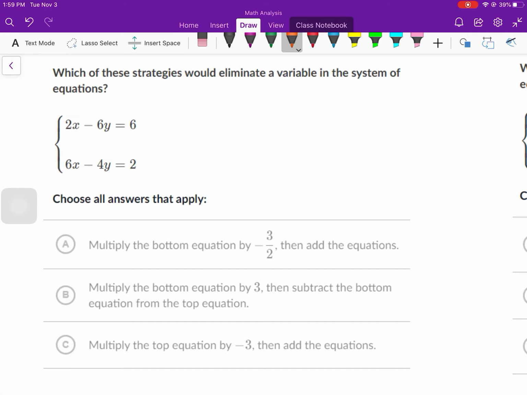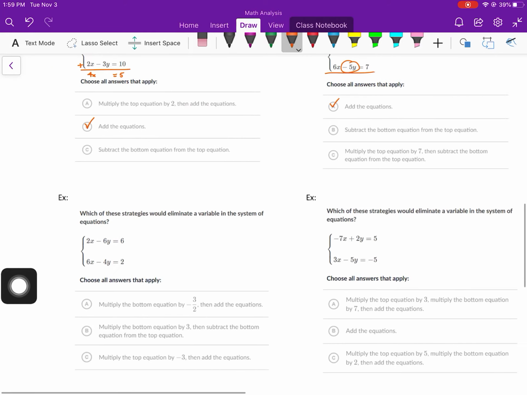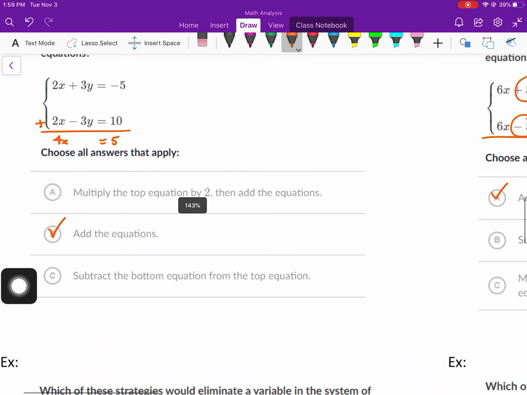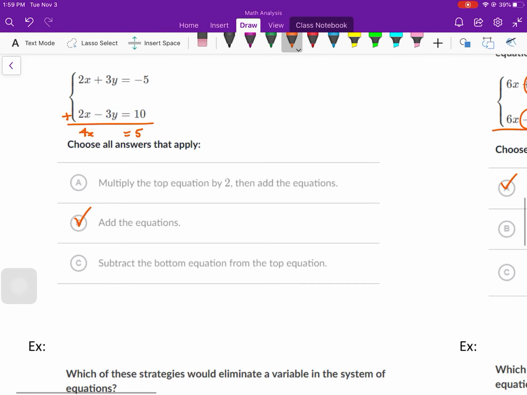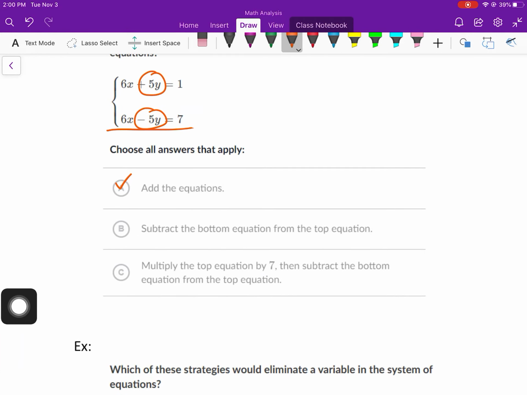Well, there are different options. One thing we could do, they're suggesting we choose all answers that apply. I didn't realize. I should have double checked that, because they might trick us here. Multiply the top equation by 2, then add. No, we don't want to do that. Subtract the bottom from the top. Nope, we don't want to do that. So I think we're good.